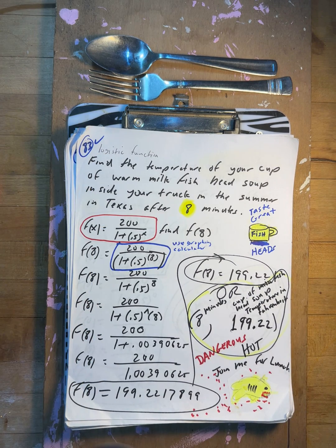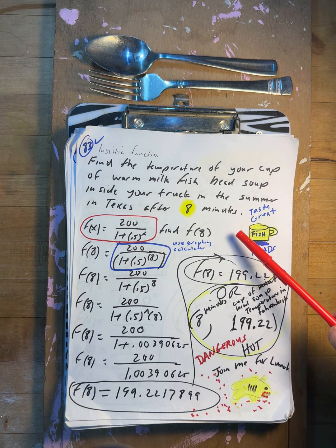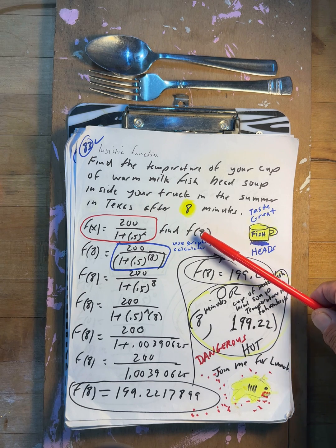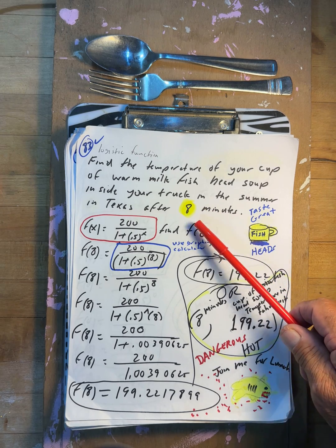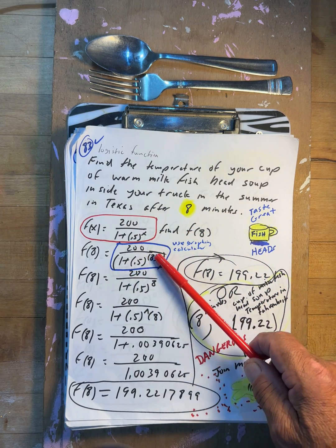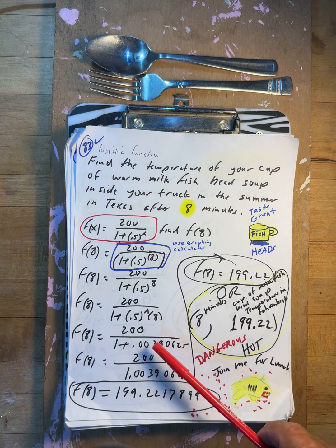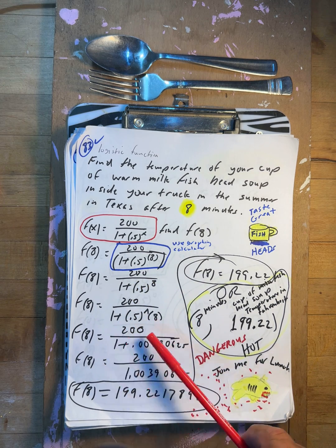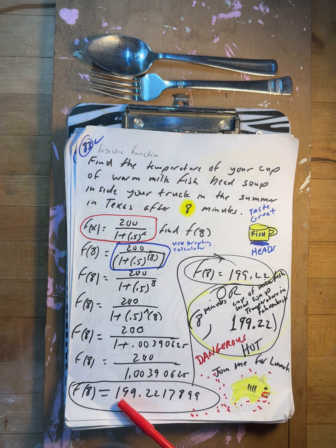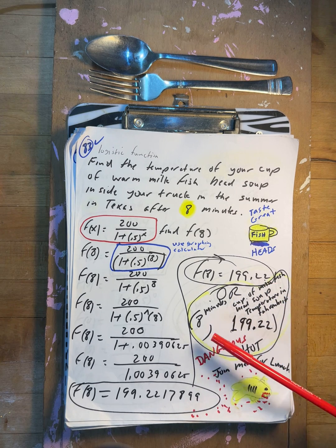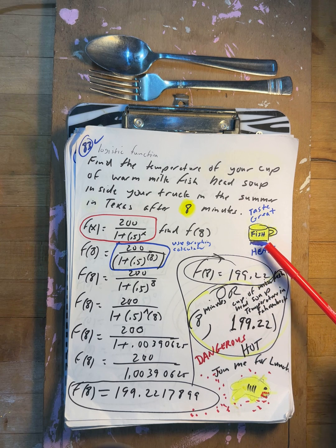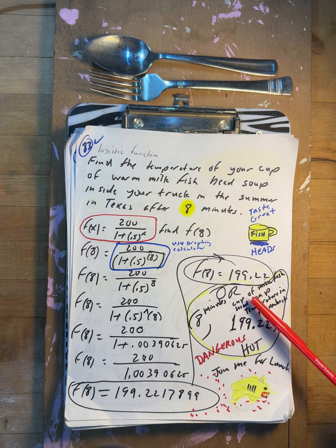Find the temperature of your cup of warm milk fish head soup inside your truck in the summer in Texas after 8 minutes. Okay, 8 minutes have gone by now. So put it in the function. So 0.5 to the 8, this number here, 0.5 to the 8 calculator. It's going to be this. At the 1, you're going to get this number divided by this, which is going to give you 199.2217899. Round it. 199.22. So after 8 minutes, your cup of milk fish head soup temperature in Fahrenheit is 199.22. It's hot, dangerous in there. Join me for lunch, says a shark.